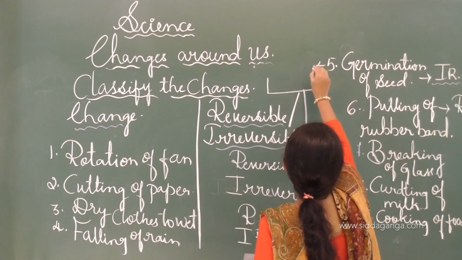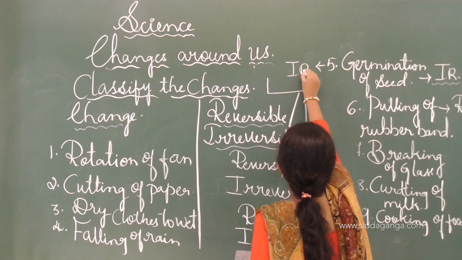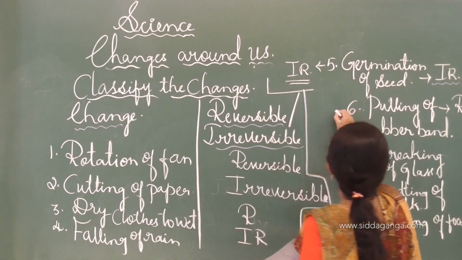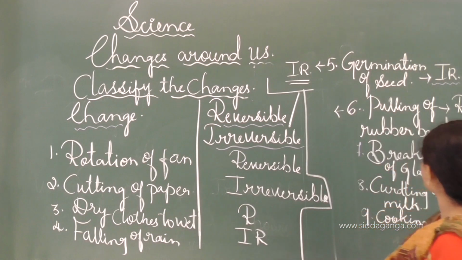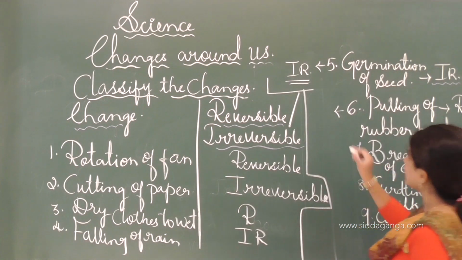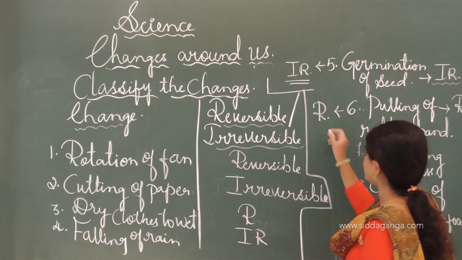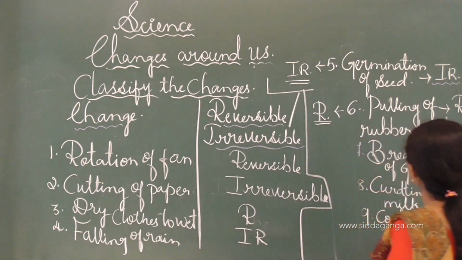See, germination of seed is an irreversible change, whereas pulling of a rubber band is a reversible change. It goes back to the original position or original size. So, it is a reversible change.